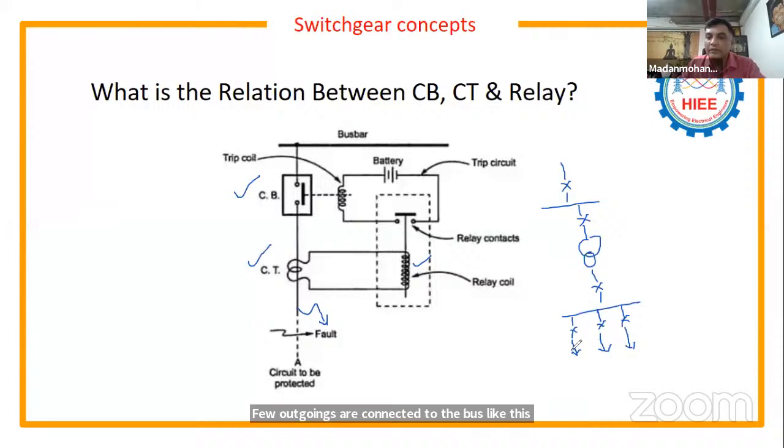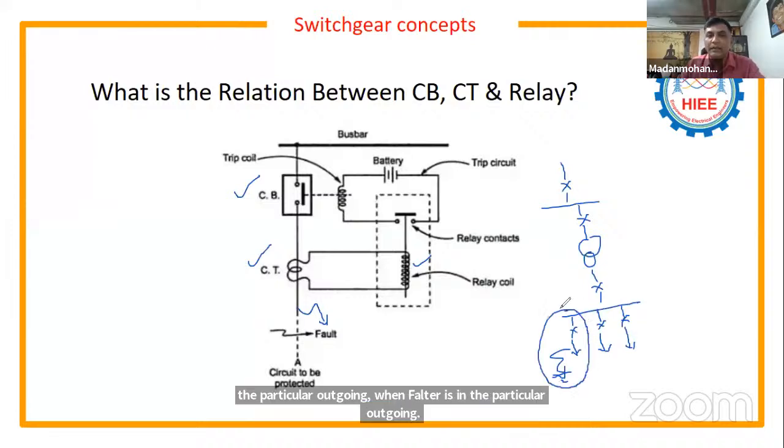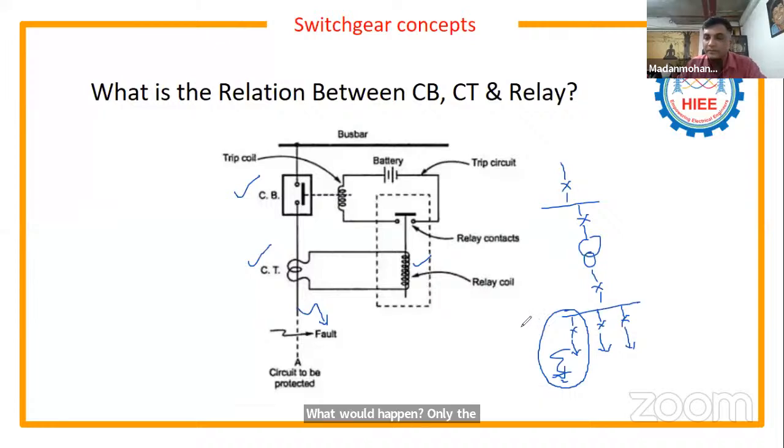So when a fault occurs in a particular outgoing feeder, what should happen? Only the faulty section shall be isolated from the healthy section. Altogether, you people are learning a new concept, I'm telling you. When a fault occurs in the particular feeder, only the faulty section should be isolated, so the remaining outgoing feeders should not get disturbed. That is a concept in electrical system.